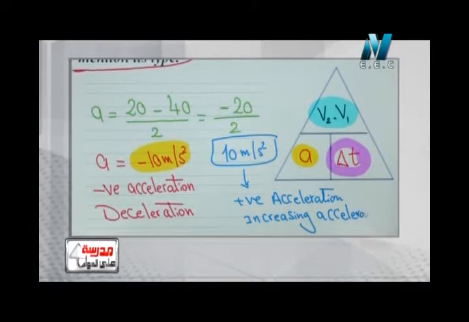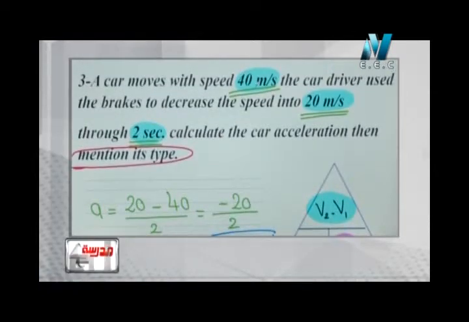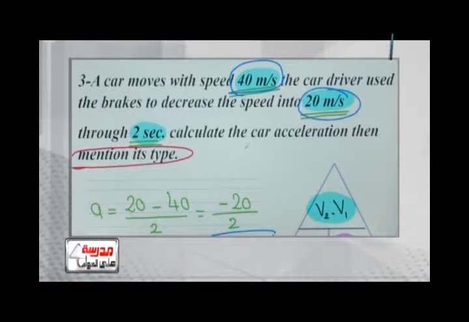Which means what? The speed increases through time unit. Note that here, the speed decreases through time unit. The speed decreases over time, as it was 40 meter per second and became 20 meter per second. We have a great difference between increasing and decreasing acceleration, as positive and negative acceleration. Okay. Next question.